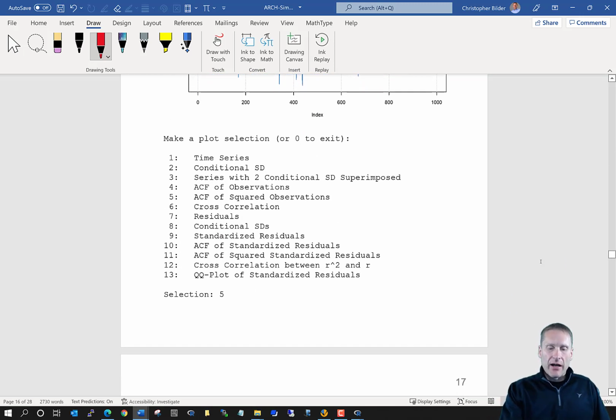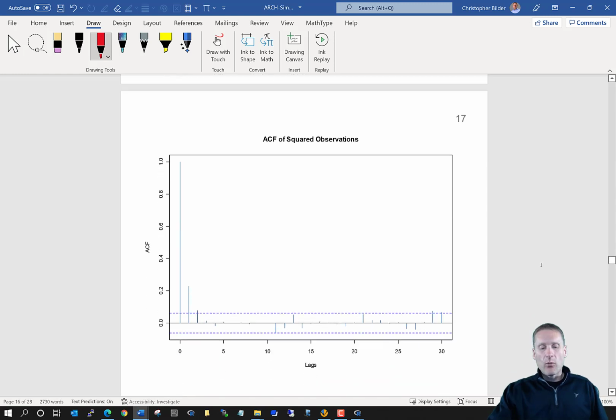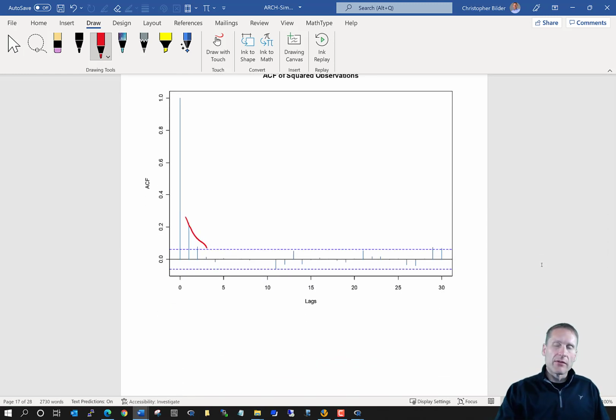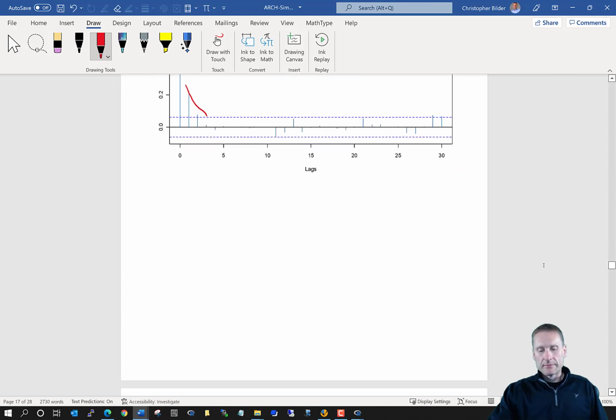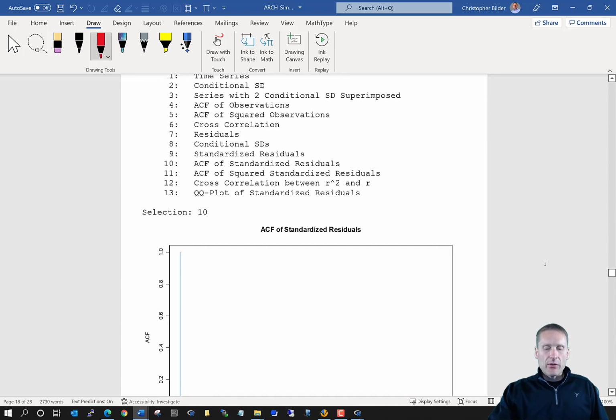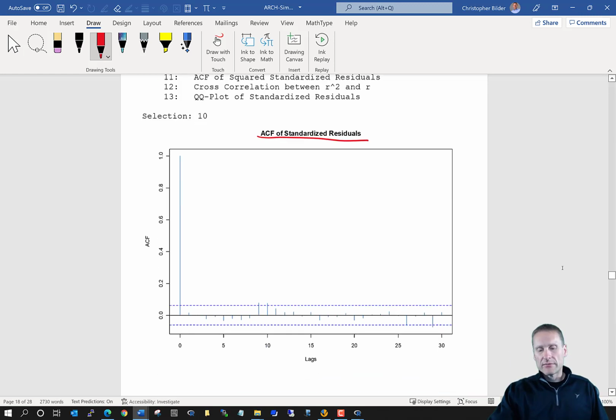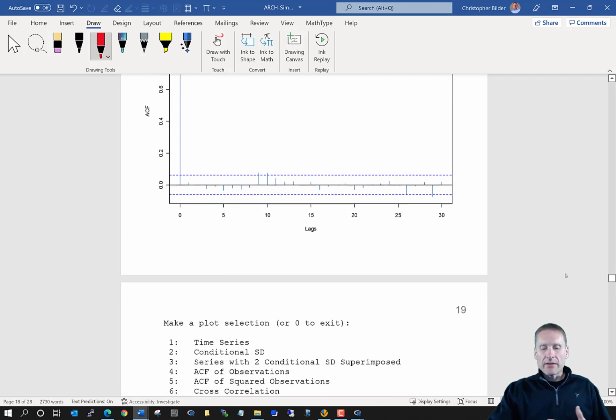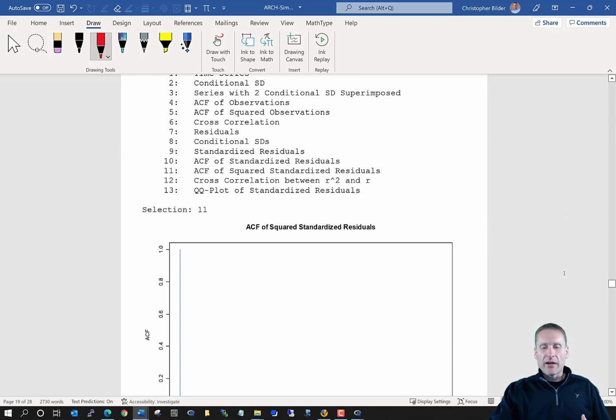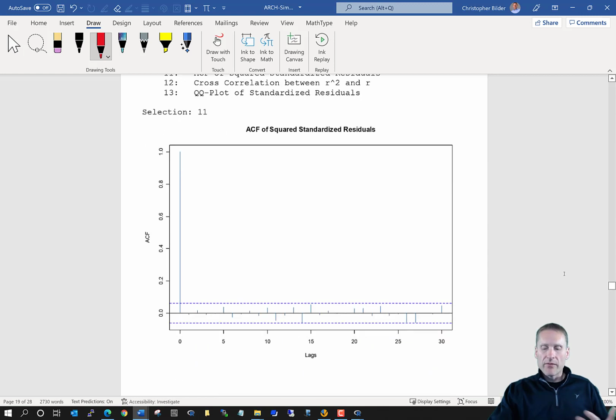Now, I could also type, let's say, 5 for ACF of the squared observations. Remember us looking at that before we even estimated the model itself. And what did we see? Well, we saw that tailing off towards 0 there. I could do an ACF of the standardized residuals. This would be plot number 10. This is what we get. An ACF plot of the standardized residuals squared as well. This is what we get, suggesting that no changes need to be made to our ARCH part of our model.